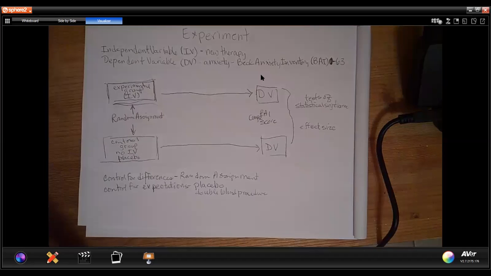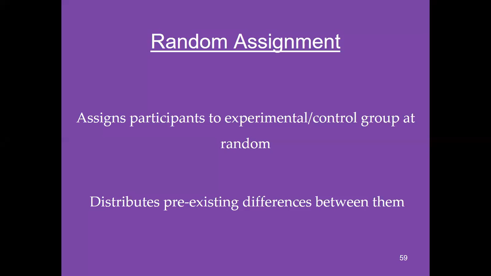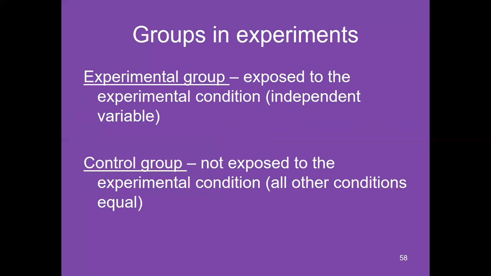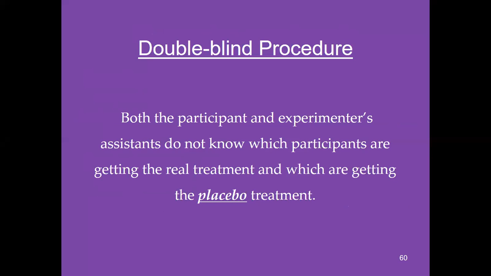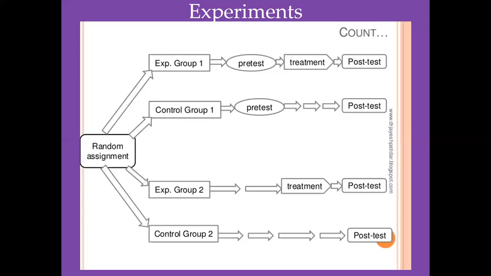Now let me see if I can go back to our other screen and let's just see if there's anything we missed in the outline here. Okay, we had those groups, we talked about random assignment, distributing pre-existing differences between experimental and control groups, talked about the double-blind procedure, the placebo as well. Okay, so I think we have it.